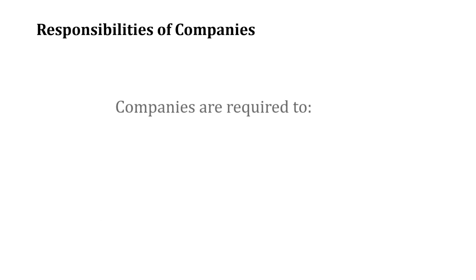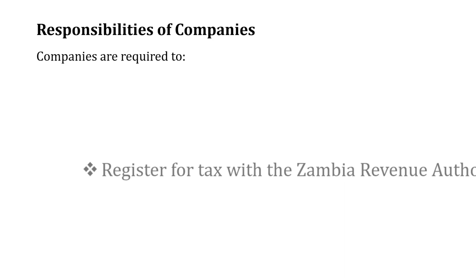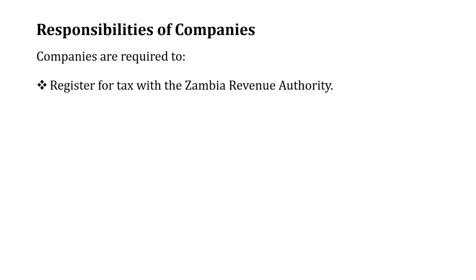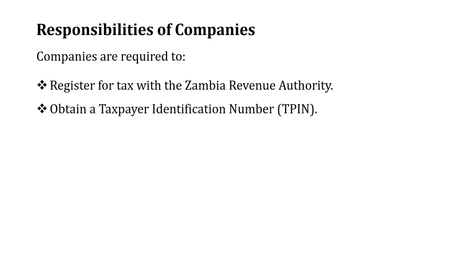So now let's move on to the responsibilities of companies. What are the responsibilities of the companies? Quite a good number of them, but we're just going to consider a few. So companies are required to register for tax with the Zambia Revenue Authority. Number two is to obtain a taxpayer identification number, abbreviated as TPIN.